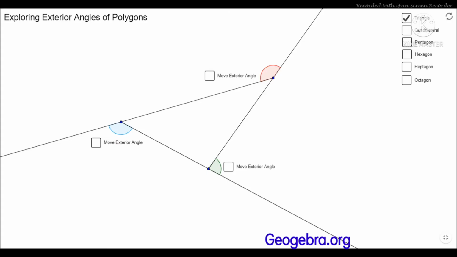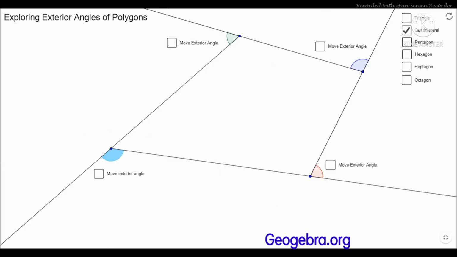Now let's explore more on exterior angles of a polygon. Using this, you can see starting from triangle up to octagon, we can easily know how the exterior angles add up to make a complete angle that is equal to 360 degrees. So here we have considered a triangle with 3 vertices. You can see here the check boxes like move the exterior. You have to click on that one. So when you click on it, it starts moving 1, 2 and 3. So we get a complete angle.